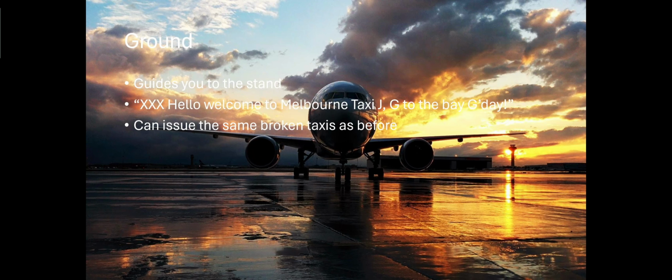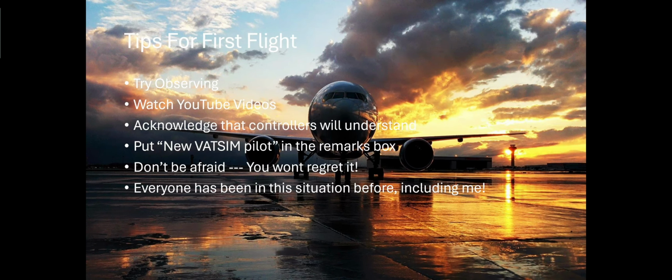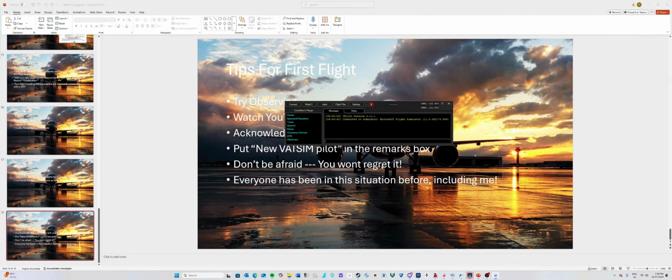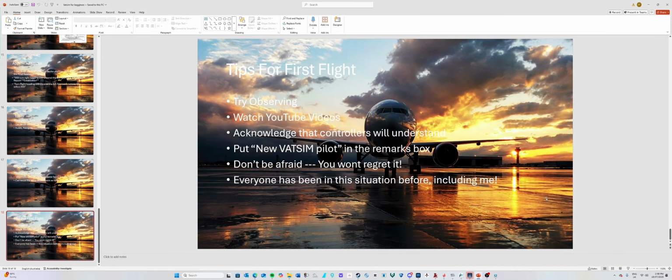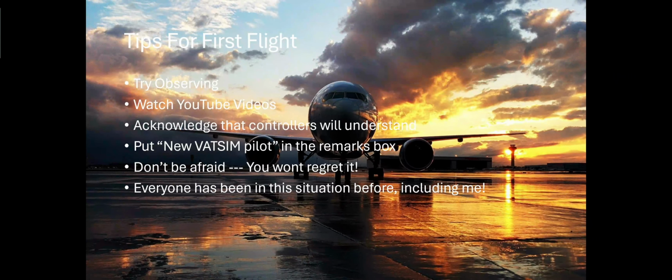Same as we said before, they can issue broken or straight taxis. Some tips for your first flight. Try observing. If you click connect and you want to observe, you just tick this little box and it will say connect as observer. If you click that, you will not be seen by air traffic control, but you can see everyone else and hear air traffic control. Watch YouTube videos, some like this, and some. You could even watch people live streaming their controlling or their flights on VATSIM. It's pretty helpful.